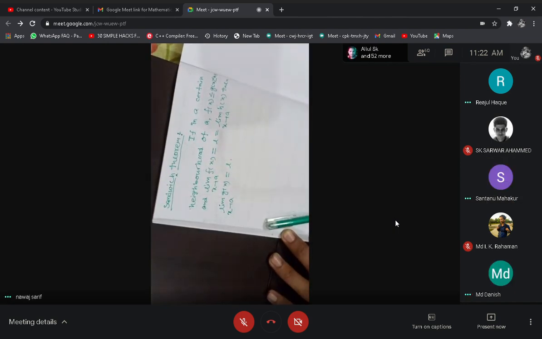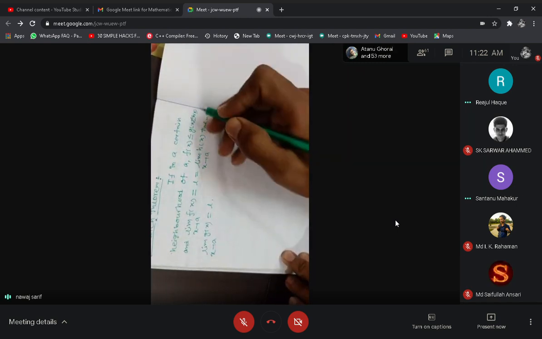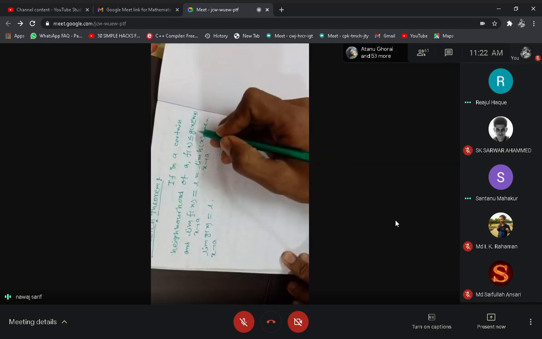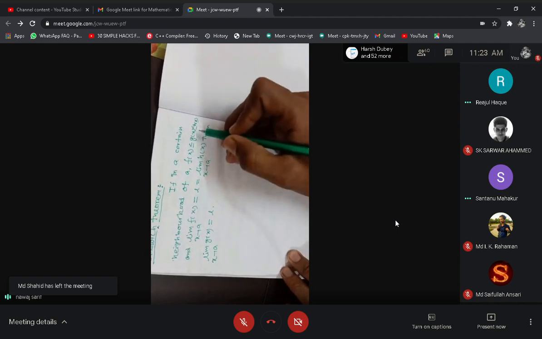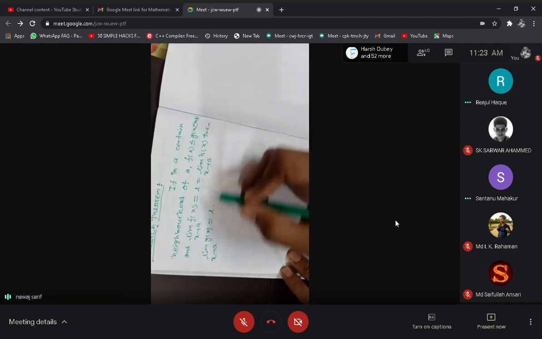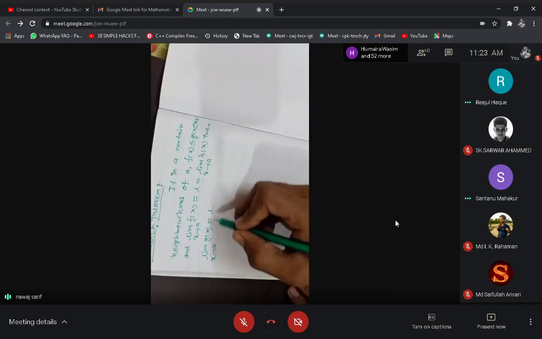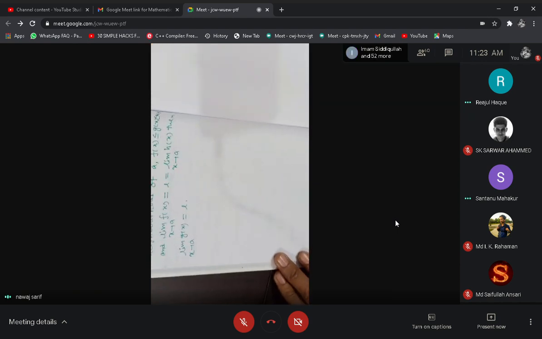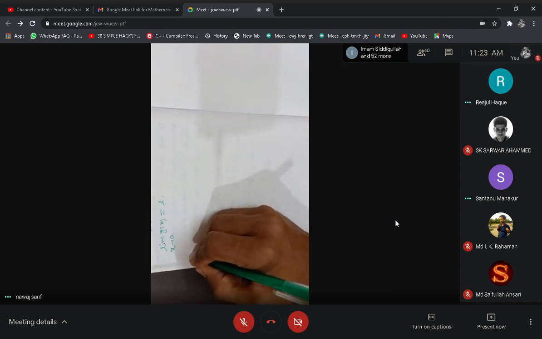Okay, so this is the beauty of the Sandwich theorem. If we know the limit of these two outside functions, then we can say the limit of this function. So if f(x) is less than or equal to g(x) and less than or equal to h(x), and the limit of f(x) and h(x) is L, then the limit of g(x) must be L. Okay, so we have an example for this theorem.